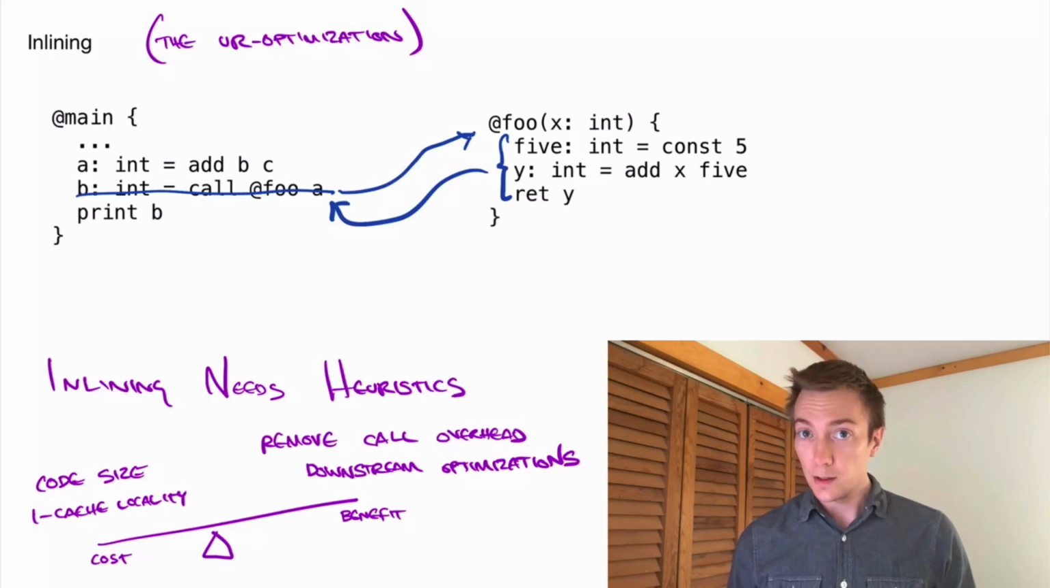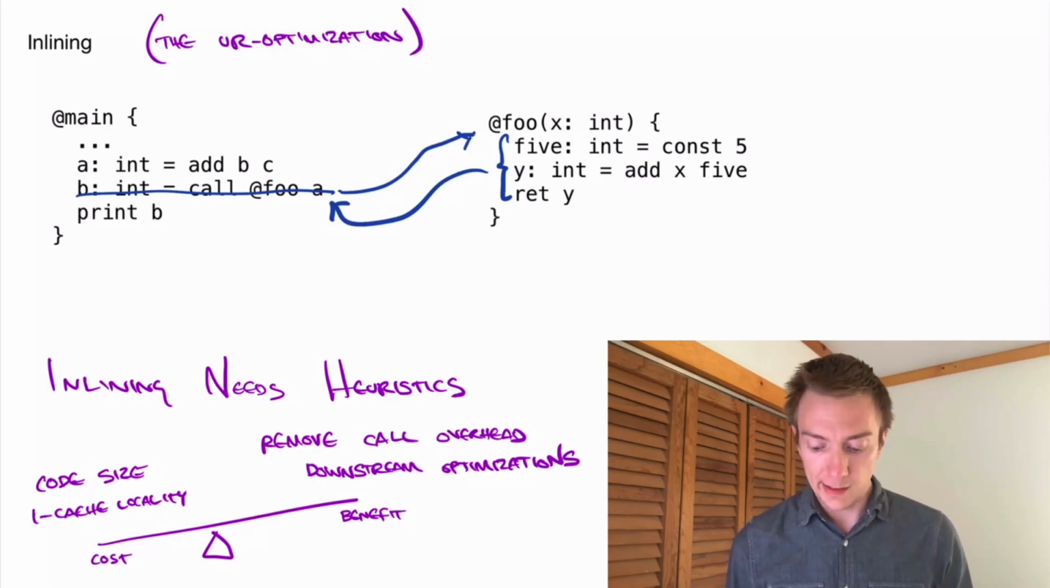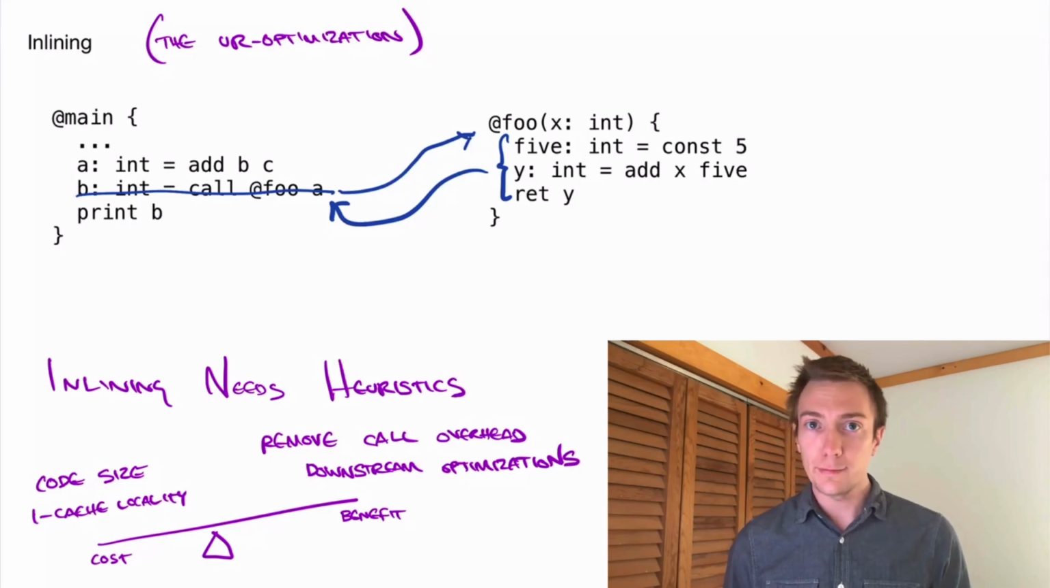So right now, I'd like you to pause the video and write out the code for what the inlined version of this pair of functions would be. That is, write a new version of main that has the code for foo inlined into it, and think about the steps that you need to do to change the foo code so it now fits into main.